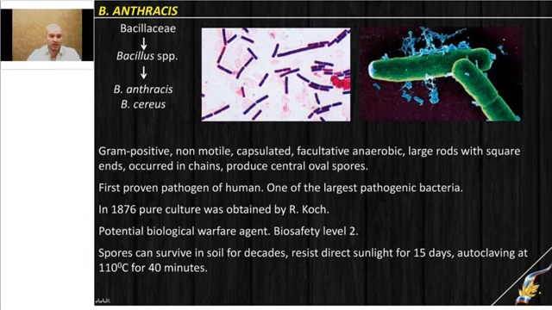It is a gram-positive bacteria which is non-motile, has a capsule, and is facultatively anaerobic by type of respiration. It is a big and easy to identify rod-shaped bacteria with square ends, arranged in chains, and if you apply any spore staining technique, the bacteria produce central oval spores, which is one of the main factors of pathogenicity of that bacteria.